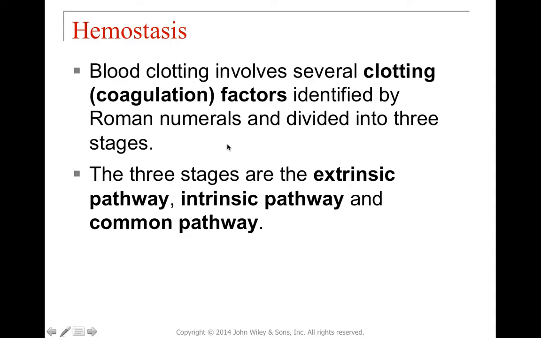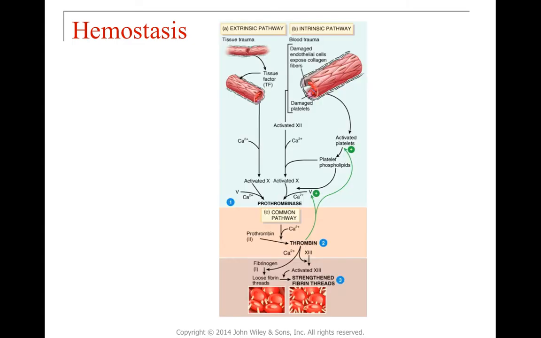Alright, so blood clotting involves several different coagulation factors, or clotting factors. They're identified by Roman numerals and divided into three stages. We have the extrinsic pathway, the intrinsic pathway, and the common pathway. The extrinsic and the intrinsic pathways are both going to lead to the common pathway. The extrinsic pathway would be if we have tissue trauma that happens kind of to the outside. An intrinsic pathway would be if we have blood trauma, so trauma happens on the inside of the endothelial layer.